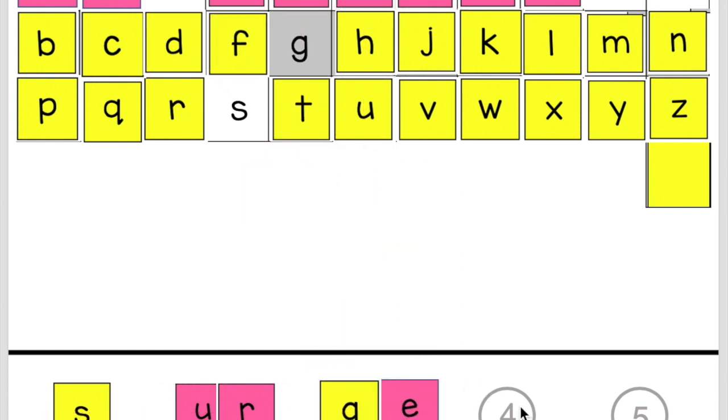Now, is E doing double duty in this word? Nope, he's sure not, because he's not having to tell the vowel to say its name. He's just telling Mr. G to say his soft sound. Surge. Good job, guys. Now you are experts on reading hard and soft sound words with the letter G, and you know soft and hard C too. So nice.